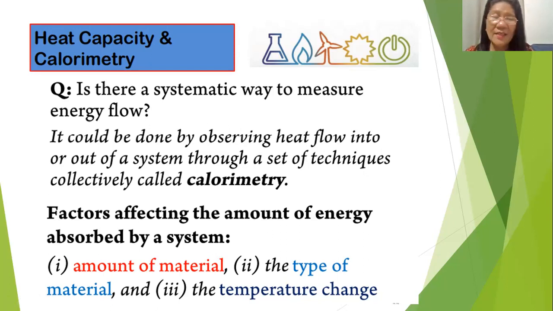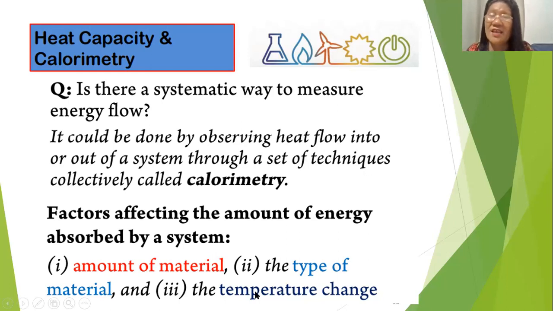Okay. Another one is the type of material. Have you observed that if boiling water splatters on you, it is not that painful? But my goodness, if it is oil, it hurts so much. The boiling point of water is only 100 degrees while oil will boil up to over 200. So it is very hot. So these are the factors that affect the absorption of your system. First is the amount. Second is the type of material. And the last one is temperature change.